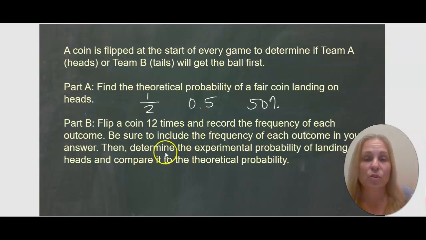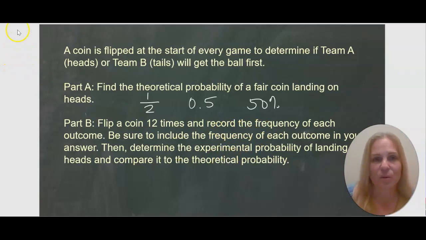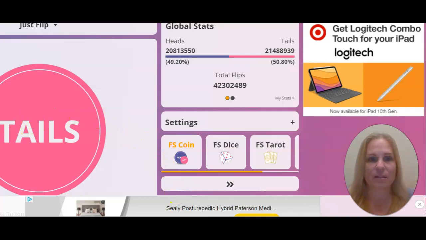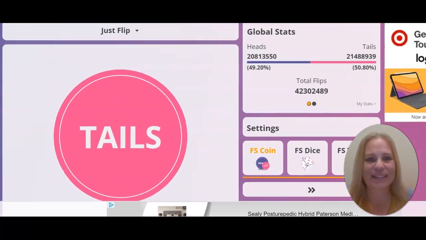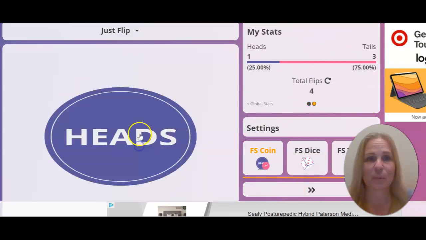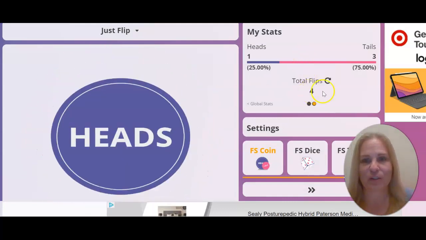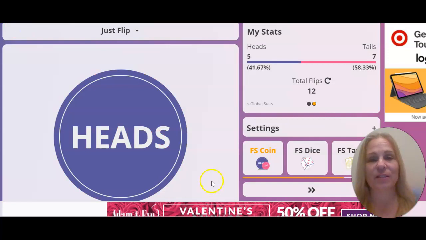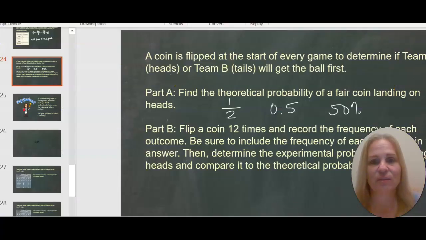So in order to flip this coin 12 times and record the frequency, I'm going to go back to that website, the FlipSimu website. So let's go back there. And let's move this over. So I'm going to flip 12 times, right? So let me go back to my stats. And I'm going to pause it and I'll rejoin after I have a total of 12 flips. Now you can see that I have flipped 12 times, and out of the 12 times, my coin landed on heads 5 times, right? So let's go back and answer this question.